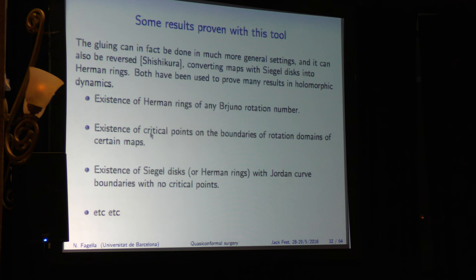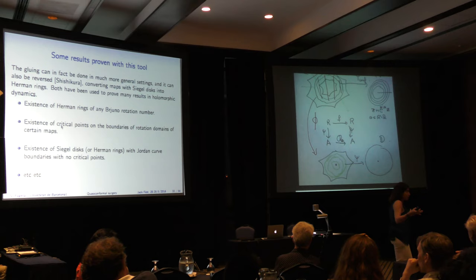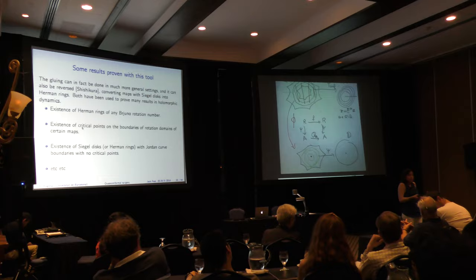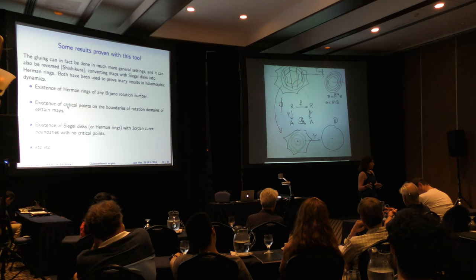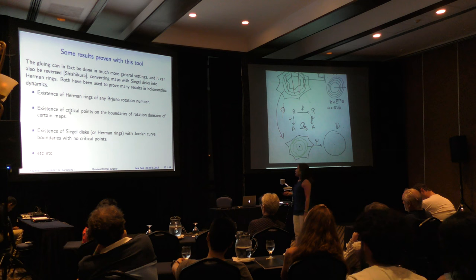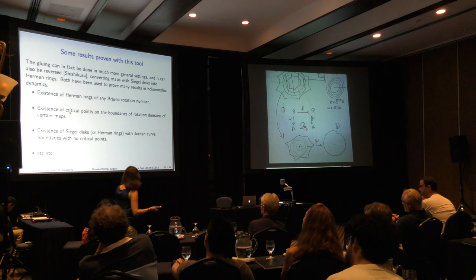Anyway, the thing is that you can prove, for example, that there are Herman rings of any Brjuno rotation number, because a priori Siegel disks come from fixed points, but Herman rings are something like an aether. How do you find them, right? How do you construct them? What are they born from? No idea, right? Surgery shows you that as long as you have a Siegel disk, you can have a Herman ring of the same rotation number, because by the way, this procedure does not change the rotation number. Also, existence of critical points on the boundaries of rotation domains of certain maps, or Jordan curve boundaries, I already mentioned all this.